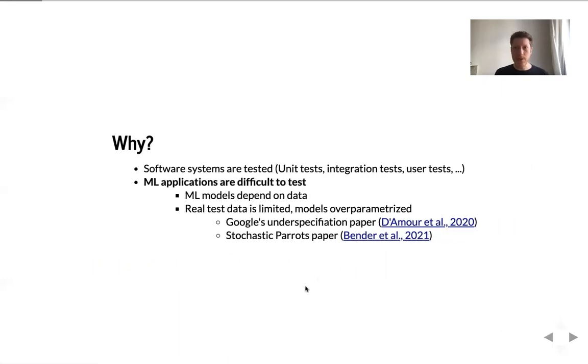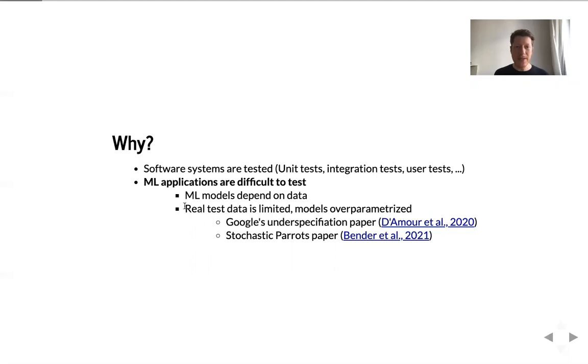Why are we doing this? As you know, software systems are being tested, and that's important before you go live with them. You write unit tests, you write integration tests, and you perform user tests. Software systems increasingly contain machine learning components, and as soon as a software system becomes a machine learning application, it becomes more difficult to test because machine learning models depend on data. If you train on different data sets, you will get a different machine learning model. And depending on the data ingested at serving time, machine learning models will make different kinds of errors.